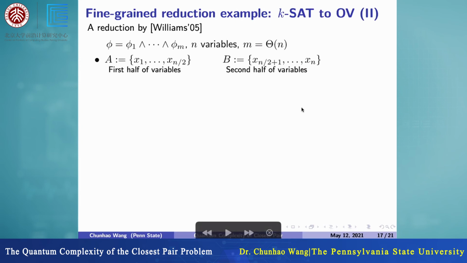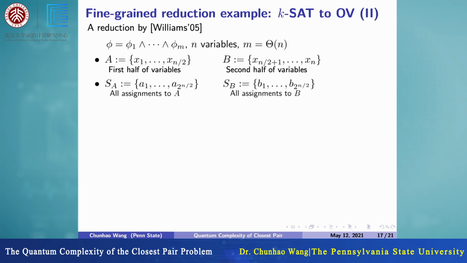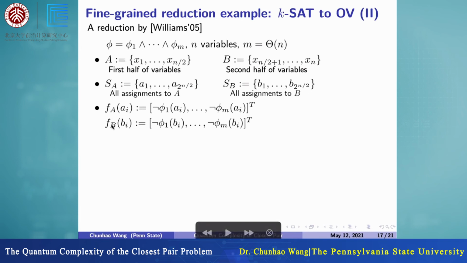Okay, so far so good. Then we define the two sets SA and SB. SA is all the assignments to A, and SB is all the assignments to B. So SA contains 2 to the n over 2 elements, and SB also has 2 to the n over 2 elements. And now we define the functions FA and FB.